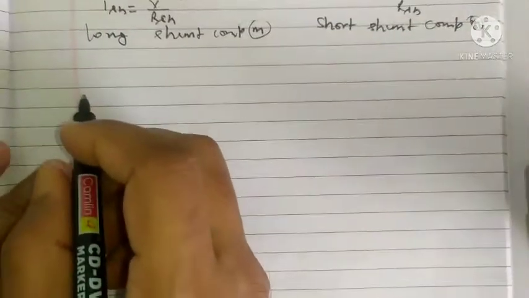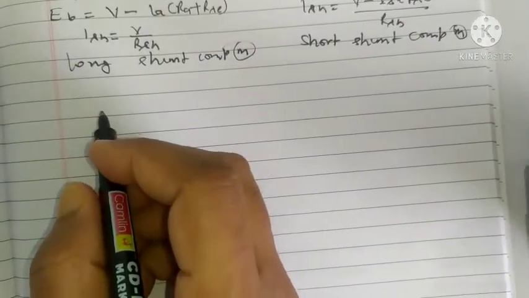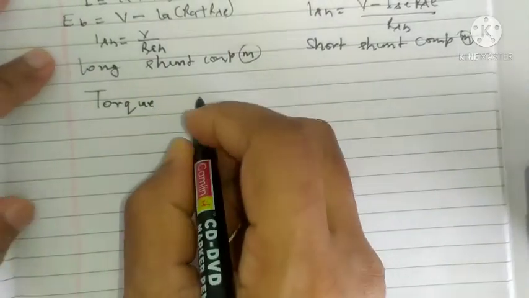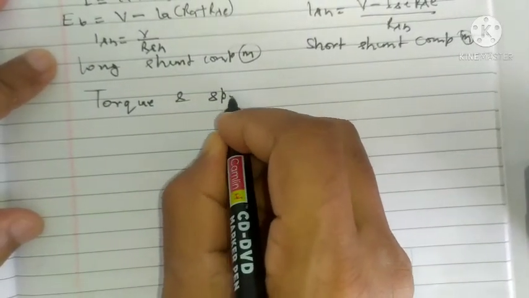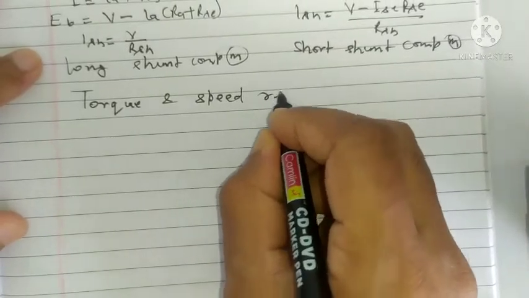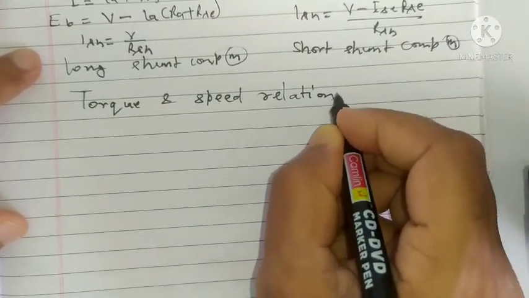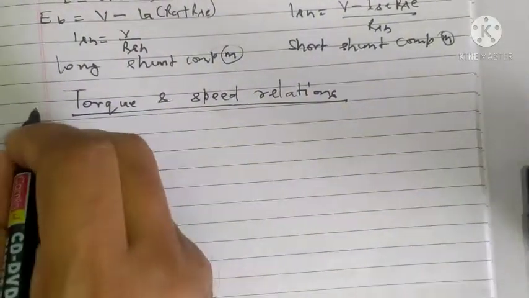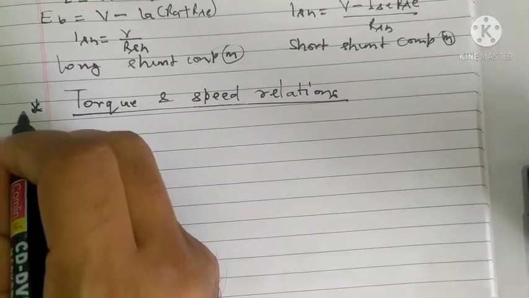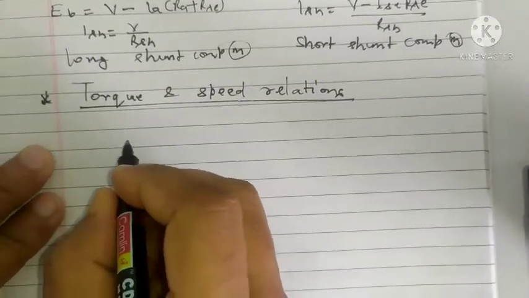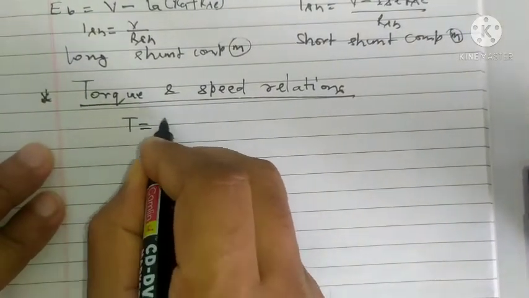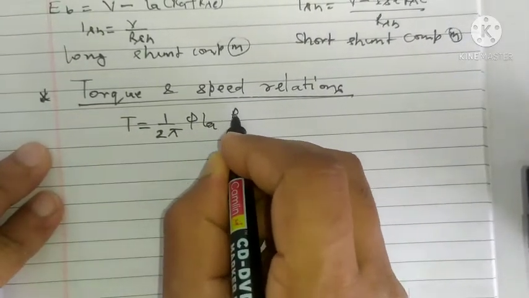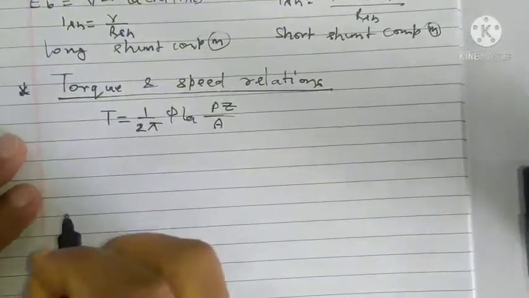Let us see various relationships for solving numericals. So torque and speed relations, torque, speed, and back EMF also. So we know the things. Torque of motor is given as T equal to 1 by 2 pi phi Ia Pz by A.